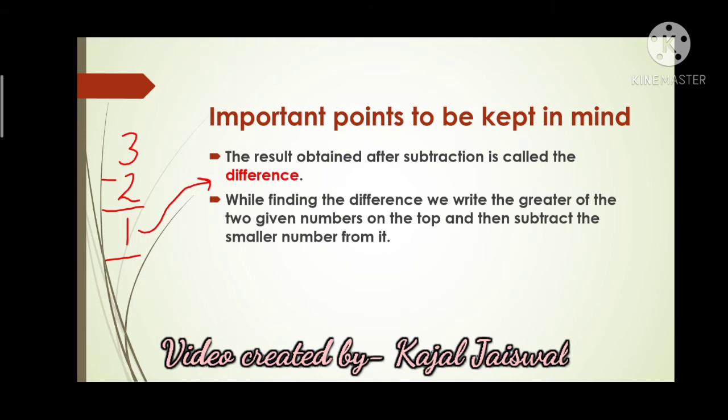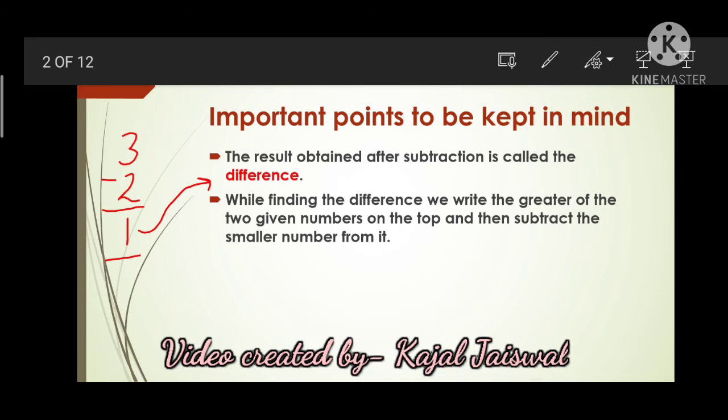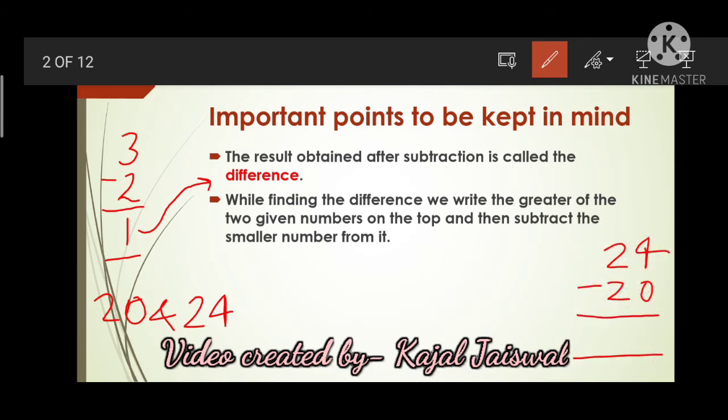The second point is, while finding the difference, we write the greater of the two given numbers on top and then subtract the smaller number from it. Suppose I write two numbers, 20 and 24, and I ask you to find the difference of both numbers. We will arrange the numbers like this, 24 and 20, and then subtract. The greater number, 24, is written at the top, and the smaller number, 20, is written below. After that we will subtract, that is 4 and 0. Like this we will arrange, and after that we will solve the question.